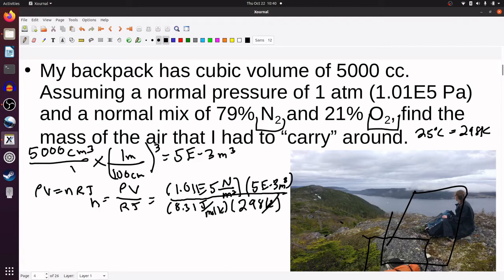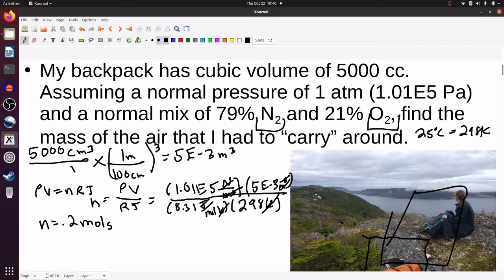All right, Kelvin cancels. You get meters squared down here is going to cancel with the cubic meter right here. That gives you a Newton meter. Newton meter is joule, and joule's on the bottom there, so that leaves me with nothing left more than a mole. Yay, that's what we want. All right, so math and that, you get around 0.2 moles. I think I rounded that, but it's fine.